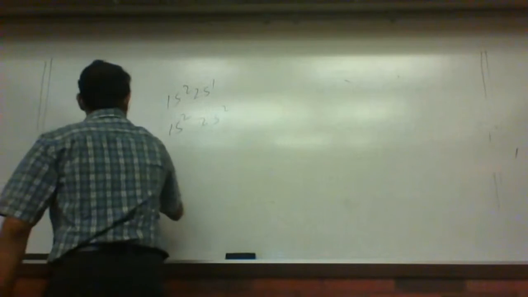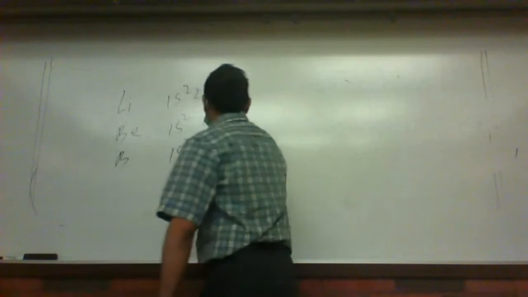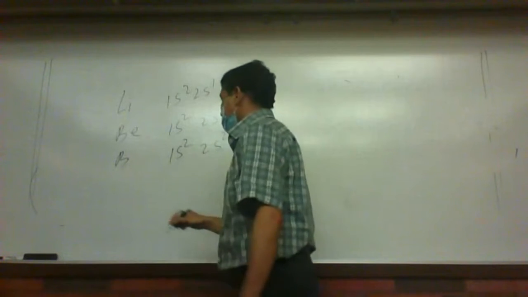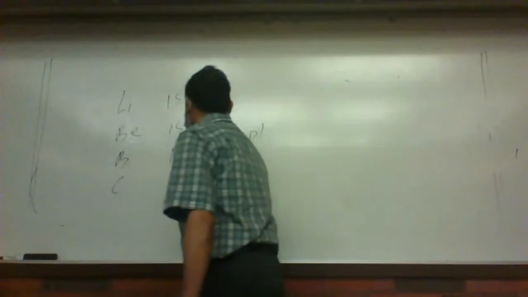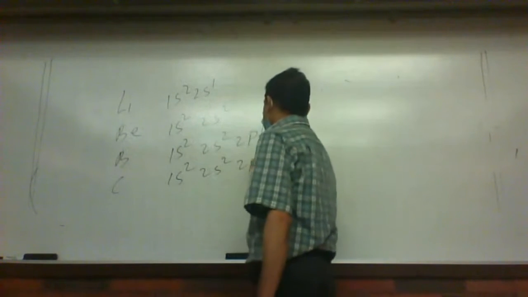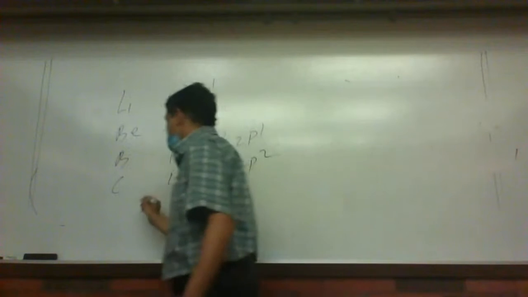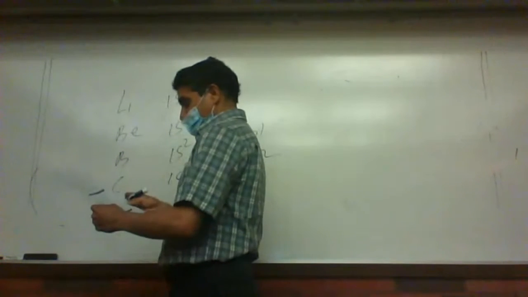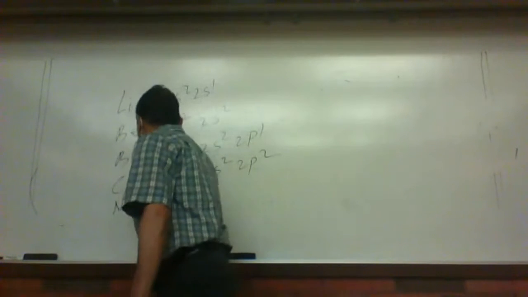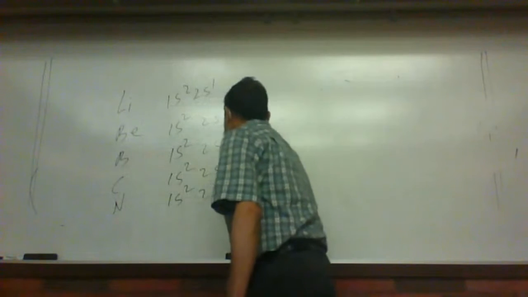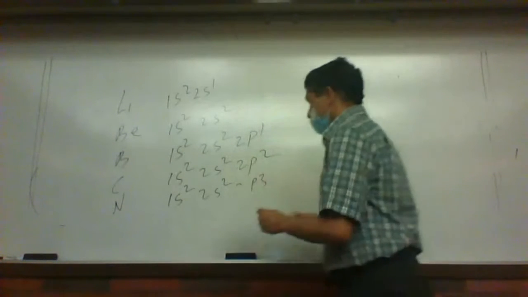Now boron. Boron is number 5. So this is 1s2, 2s2, 2p1. Carbon is 1s2, 2s2, 2p2. After carbon, we have nitrogen. Nitrogen is 1s2, 2s2, 2p3.